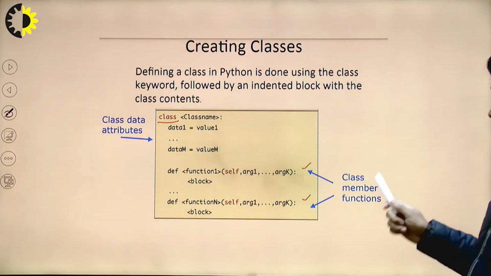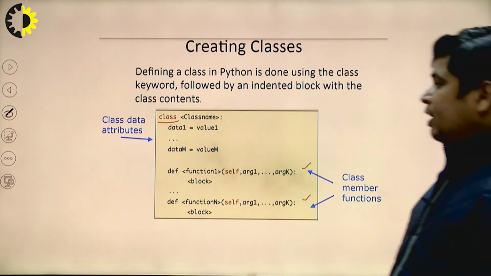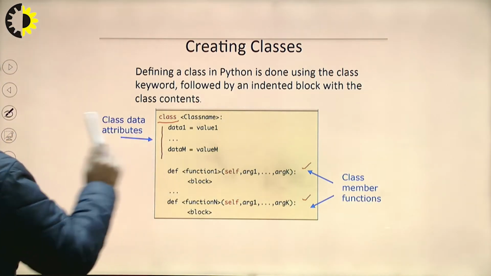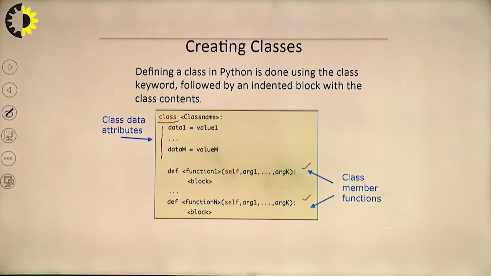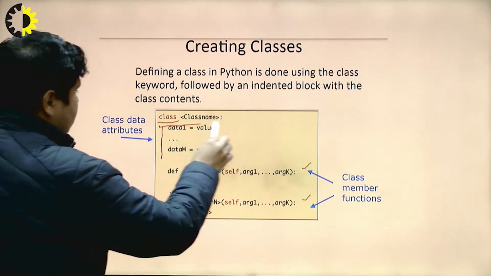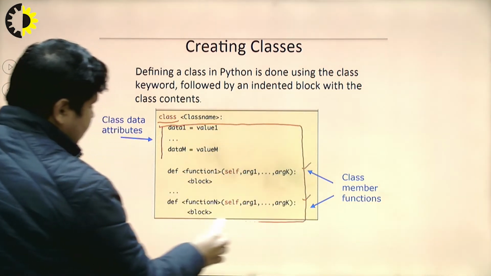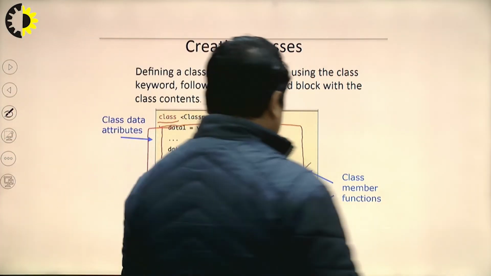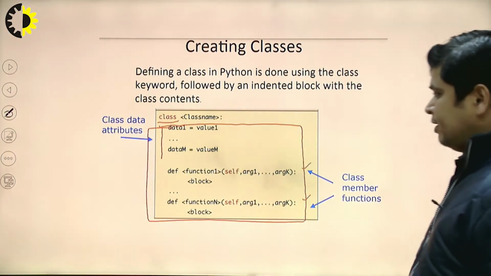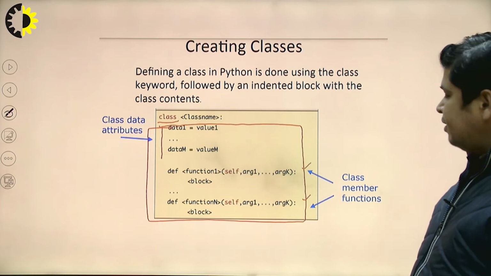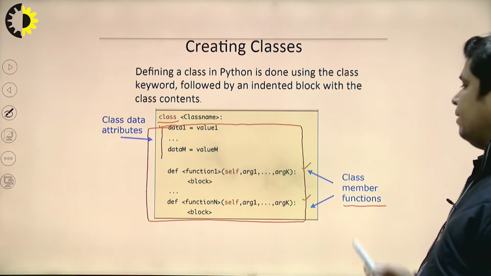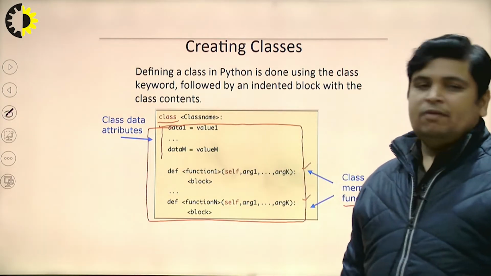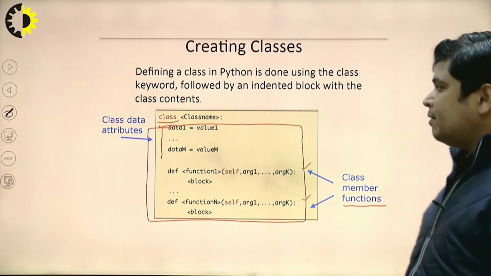This is called the class member function, and this is called the class data attributes. So this complete body is treated as a class body. Now all this body, it means all data and all functions, will be accessed by the object of a particular class.